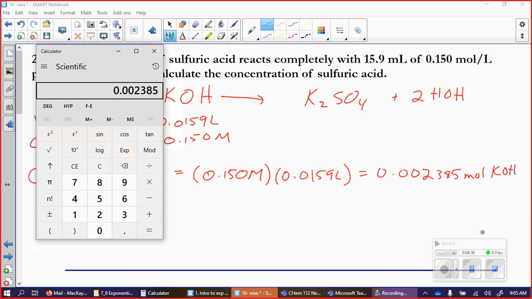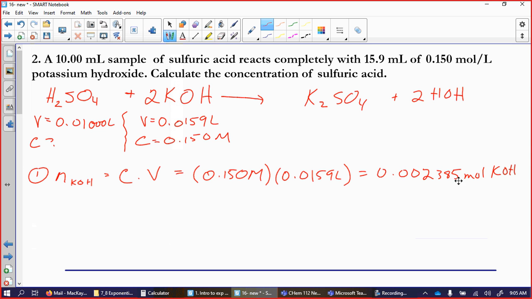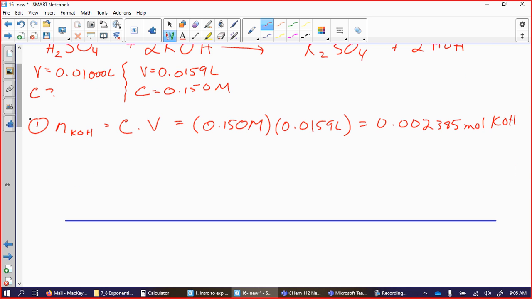And personally, I'm going to use that, it's a terminating decimal. I'm going to use that for significant figures because fundamentally with significant figures, I want to keep some stuff and round at the end. So first step is moles of potassium hydroxide. Now convert potassium hydroxide moles to sulfuric acid. This is the stoichiometry, 0.00238 moles of potassium hydroxide.